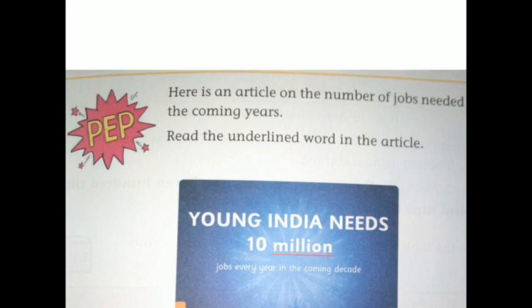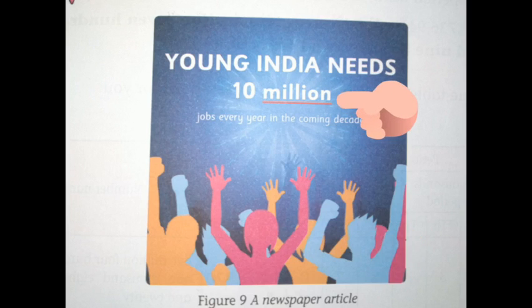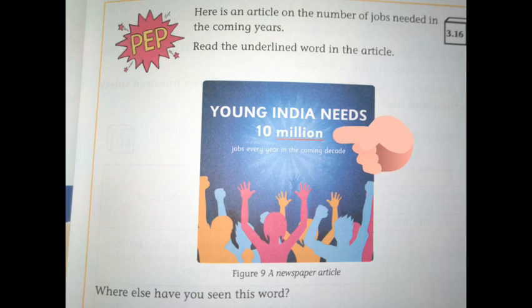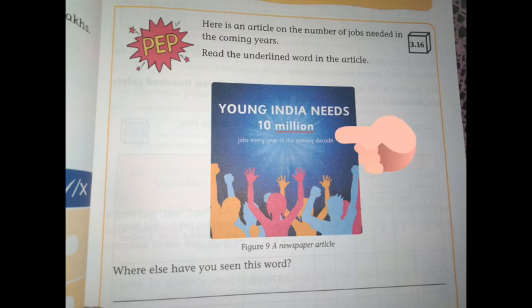Let me see the PEP activity of Indian systems and international systems. Here is an article on the number of jobs needed in the coming years. Read the underlined word in the article. Young Indians need 10 million jobs every year in the coming decade. The word underlined in red is part of the international system, which means million is the international system in numeration. Dear children, where else have you seen this word million? You have to search the word million and write it in the given lines after the question.